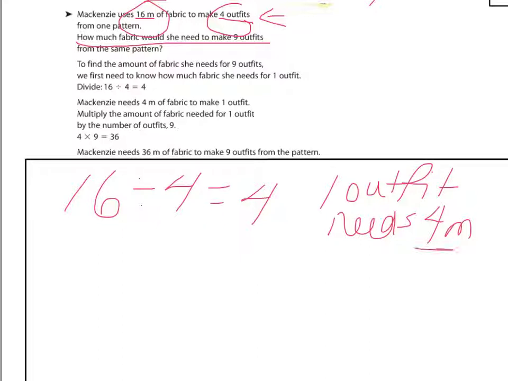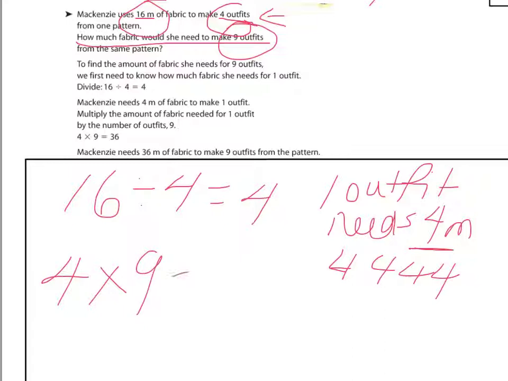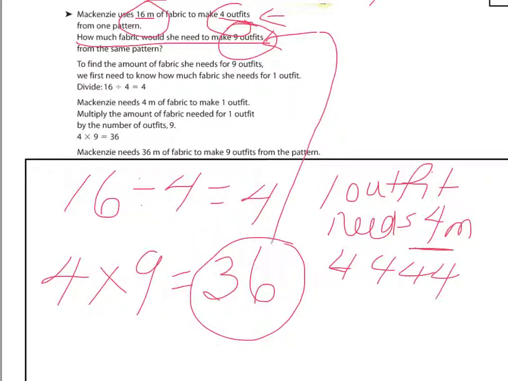Okay, well, if for 1 outfit she needs 4 meters, and now I'm trying to make 9 outfits, that means I'm going to need 4 and 4 and 4 and 4, 9 times. Ooh, that's multiplication. I need 4 times 9. 4 groups of 9 is 36. There's my answer. For 9 outfits, she's going to need 36 meters of fabric.